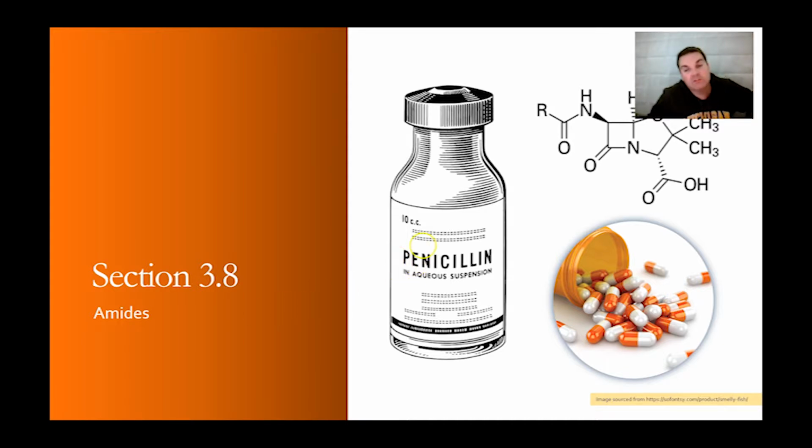It was really useful in terms of combating bacterial infections, and made a massive change in terms of life expectancy and ability to combat common sicknesses that people had. And penicillin actually has a couple of amide groups in it. So there's one here, and there's another one here as well.